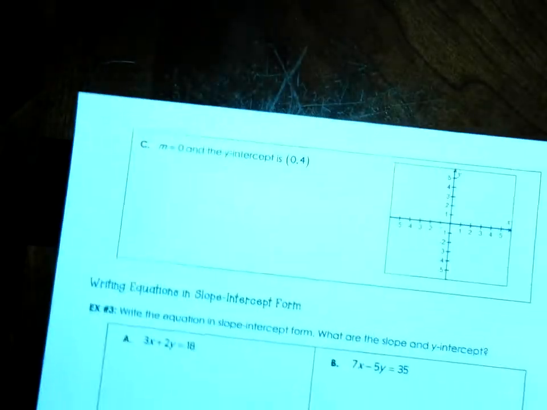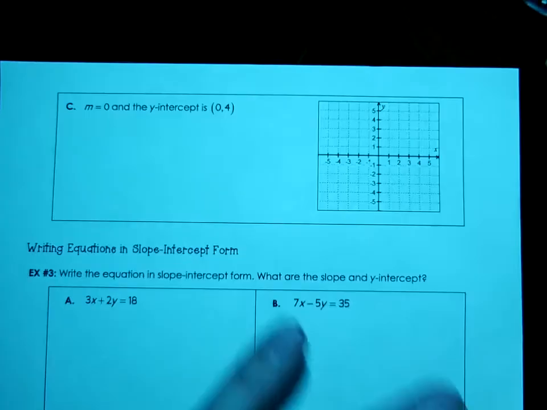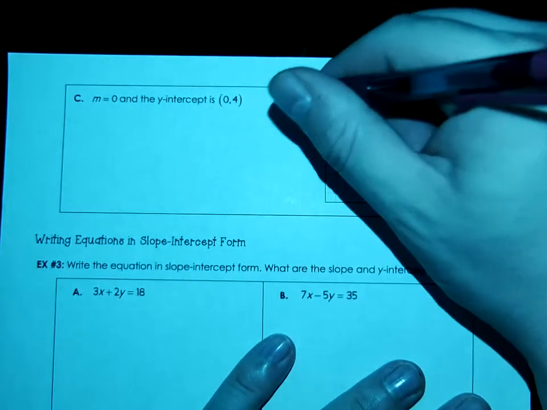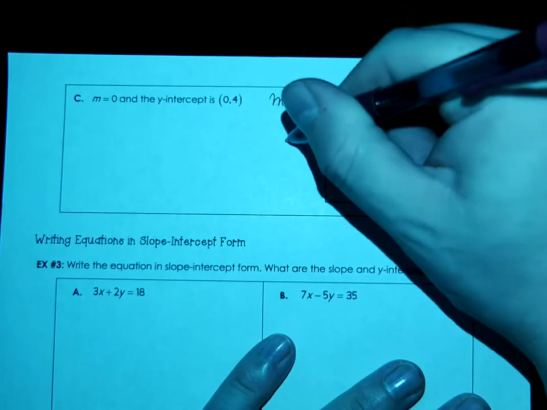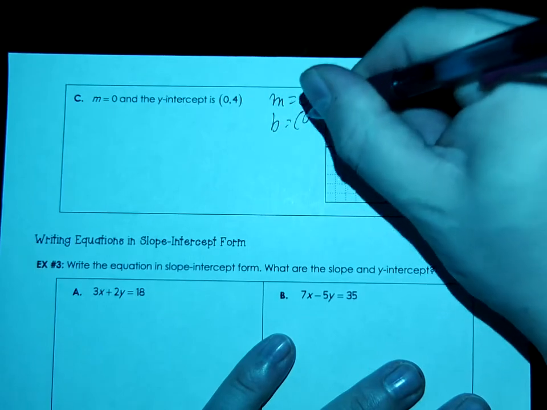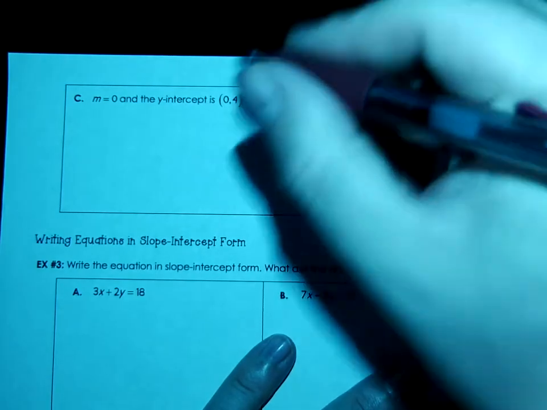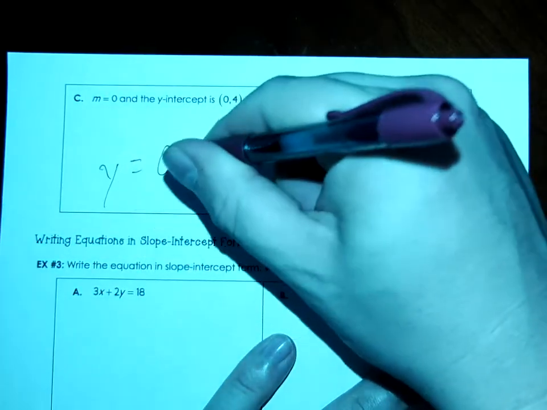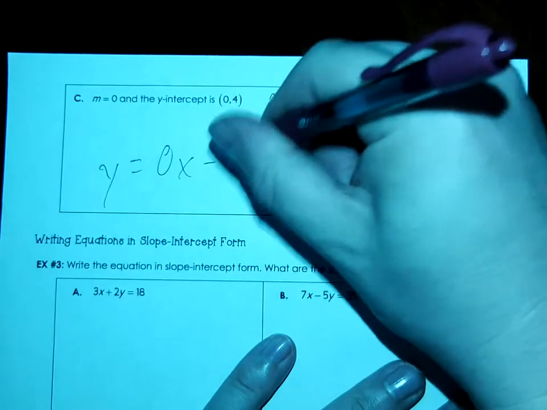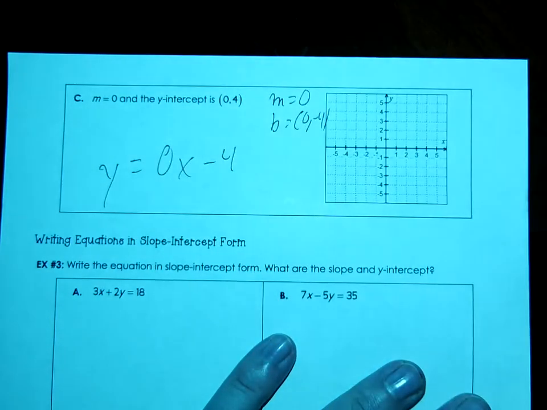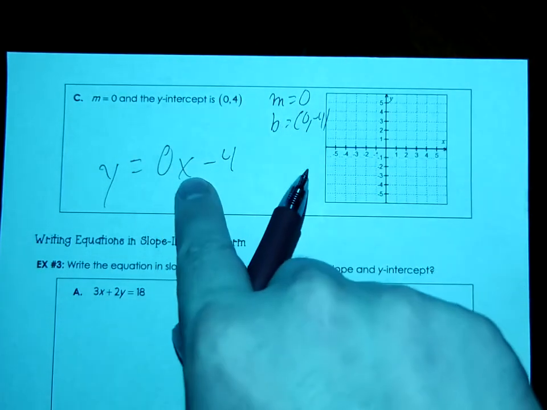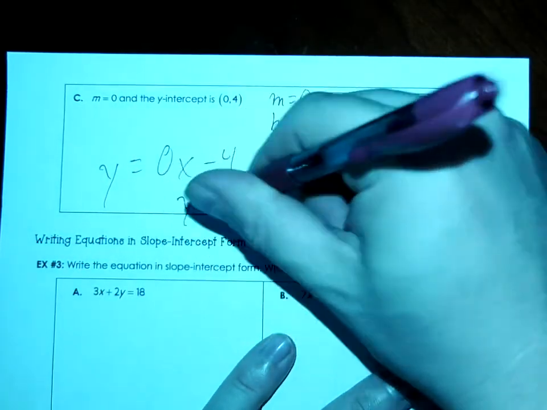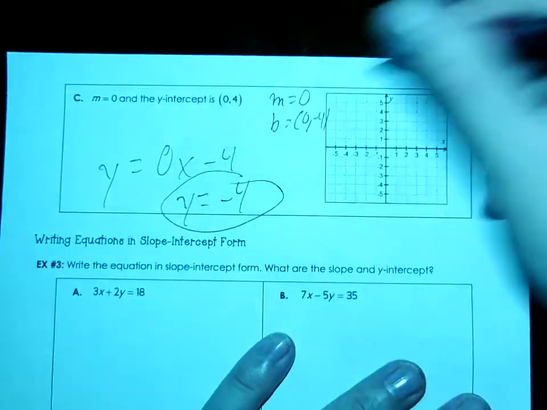Alright, question C, same as the two before it. It just looks like I gave you more space here. So m of 0, y-intercept of 0, negative 4. So b is equal to negative 4. So what that means in terms of your equation is you have y is equal to 0x minus 4. That can be simplified because 0 times anything is 0. So this equation I'm going to write y is equal to negative 4 as my linear equation.